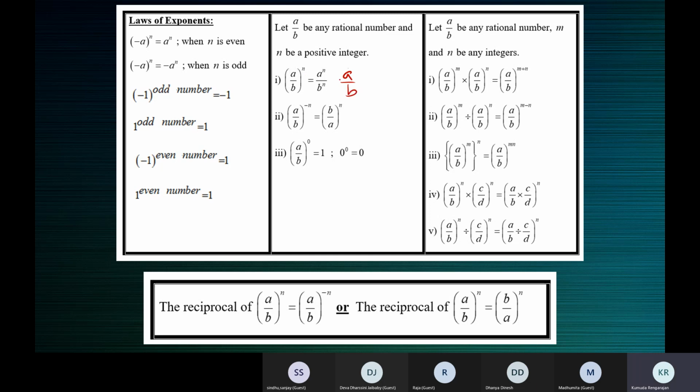A by B, the whole power n. Now you want to write this with a negative power, or you simply want to understand the equivalent of this one. You want to write this in a different way, say.